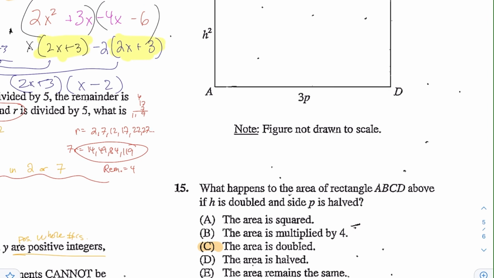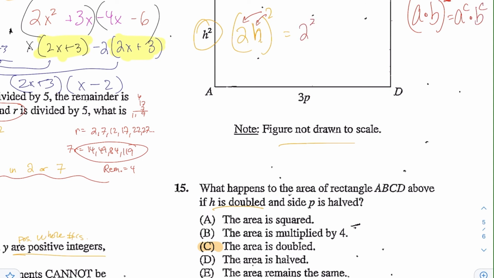All right, next for number 15, here figuring out drawing a scale. What happens to the area of the rectangle ABCD if h is doubled and side P is halved? So if you double h, notice that the height is h squared. So 2h squared, you actually have to distribute this exponent to everything inside the parentheses. This is the law of exponents. A times b to the c power is a to the c times b to the c. So in this case, it's 2 squared times h squared, or 4h squared. The height got quadrupled in this case.